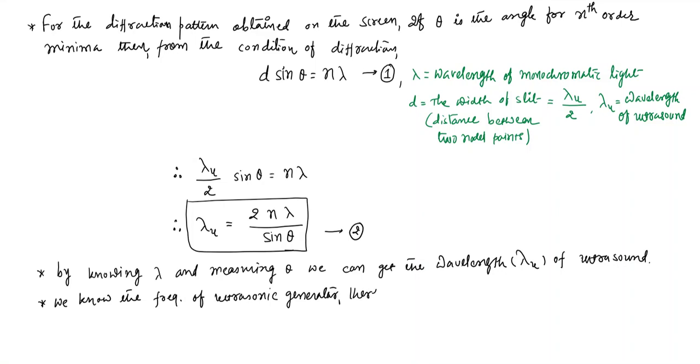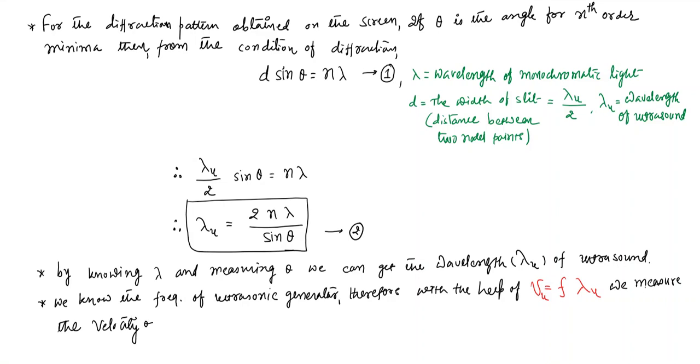And therefore with the help of v equal to f lambda, here is lambda u, so we get the velocity. With the help of v equal to f lambda, we measure the velocity of ultrasound in the given liquid medium.